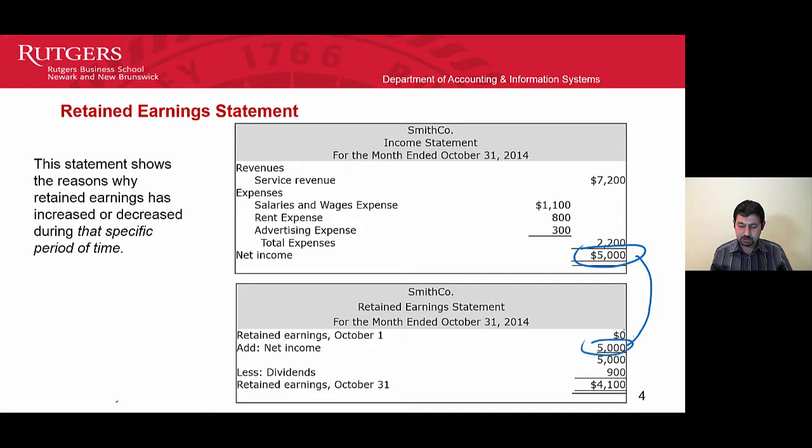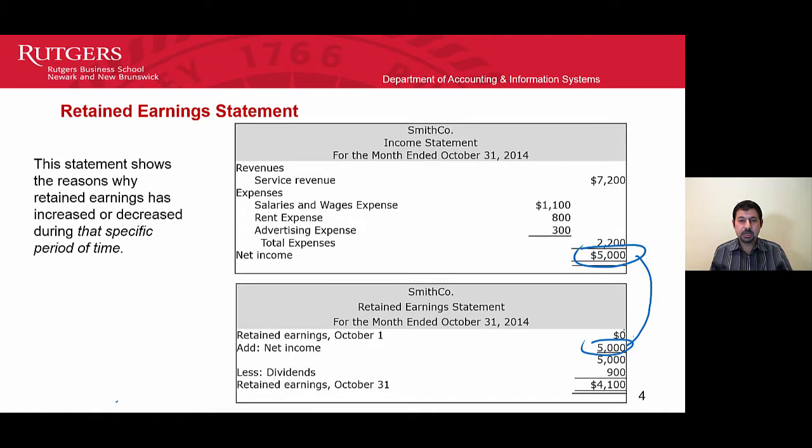Basically, the retained earning statement, what it reports is the changes in retained earnings for a specific period of time. This period of time is usually the same as the period that was covered by the income statement, and this is why we are able to take the net income that was calculated in the income statement, and we use it in order to prepare the retained earnings statement.